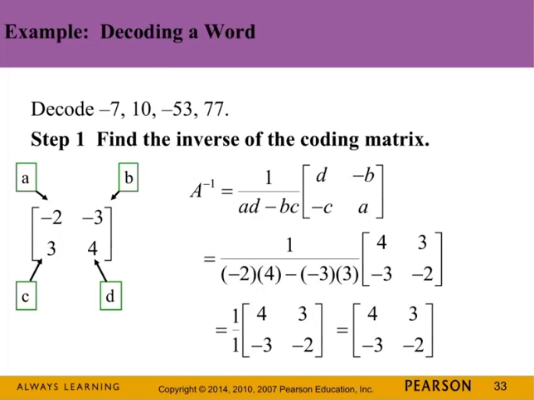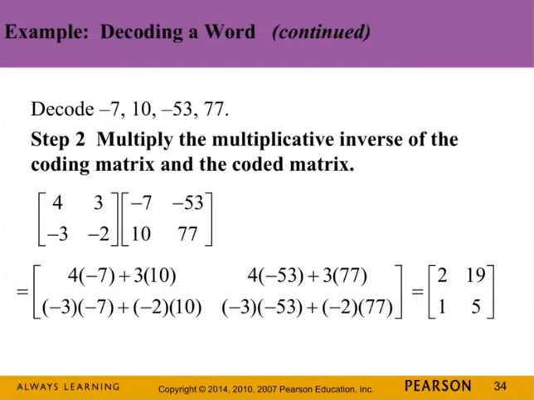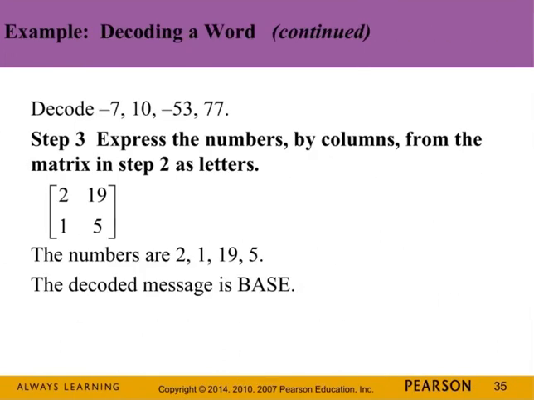All right. So we're asked to decode this. What we're going to be doing is saying A inverse times this coded matrix, right? So the A inverse is there, the 4, 3, -3, -2. And for our code, we put those entries column wise. So -7, 10, -53, 77. When you do the multiplication, you get 2, 1, 19, 5. You convert those to letters in the alphabet, and you get the word base, right? So just the way to send a coded message. Just something that's fun. Okay.